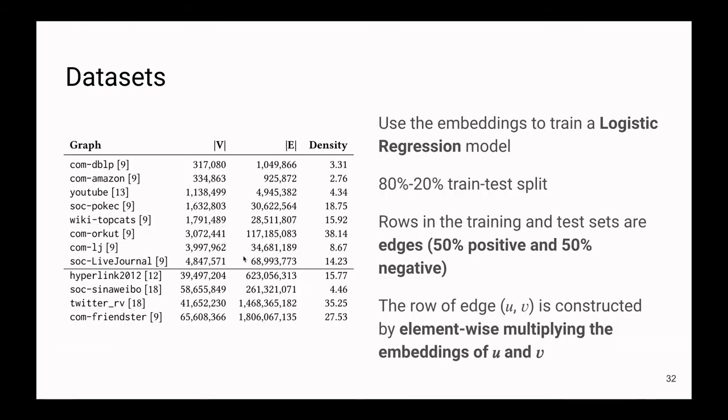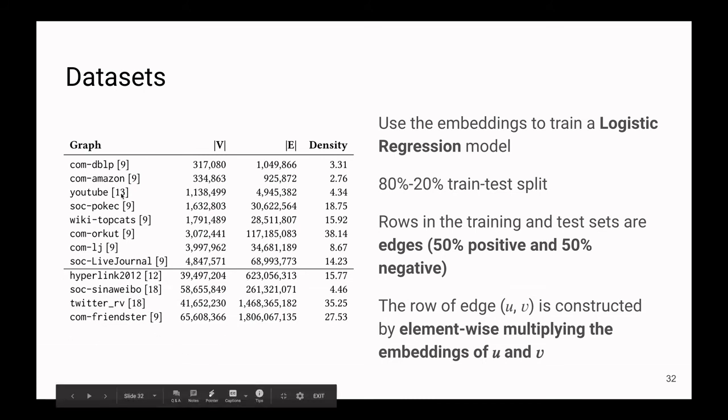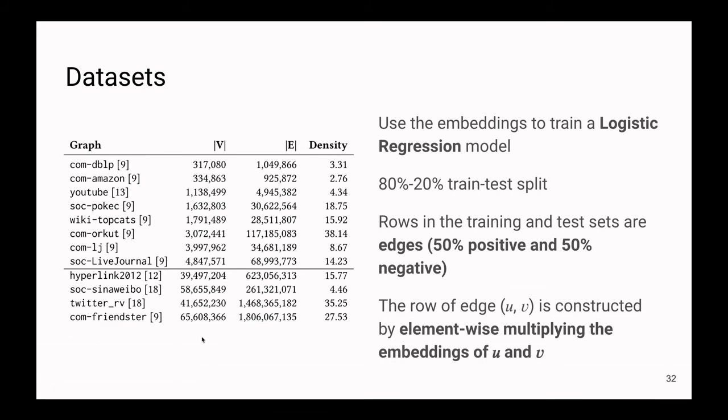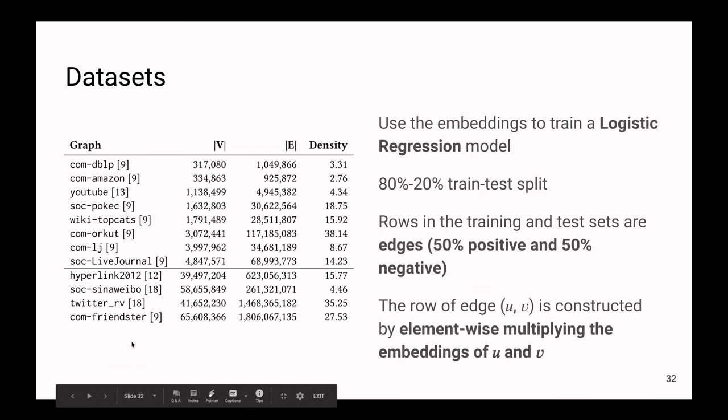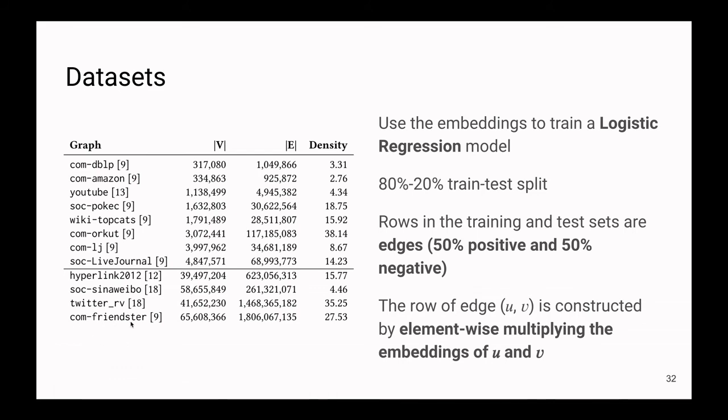As seen in the table on the left, we use 12 graphs to evaluate. 8 graphs which are relatively smaller and 4 graphs which are relatively larger. The largest graph that we have is Friendster, which has 65 million vertices and 1.8 billion edges.